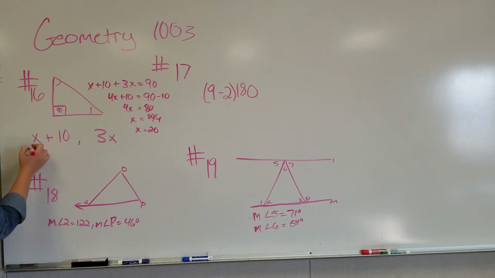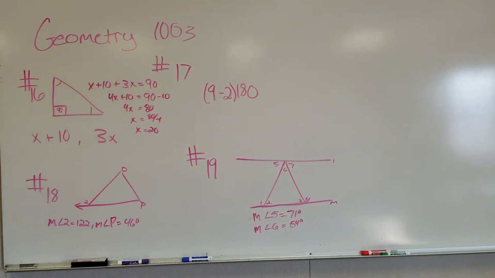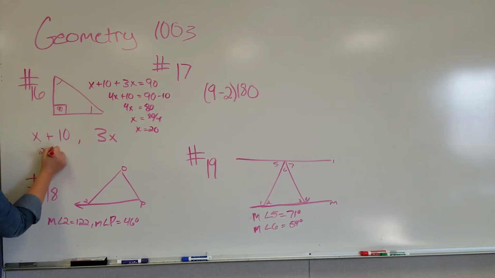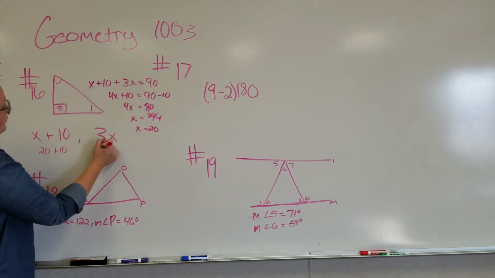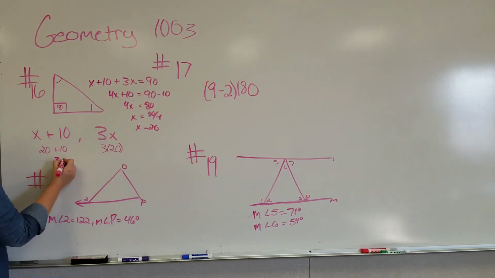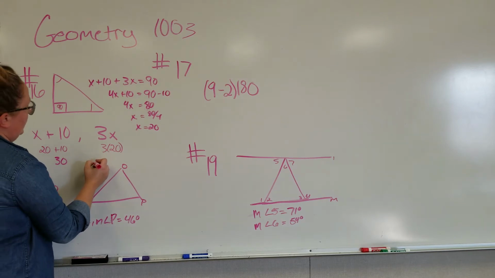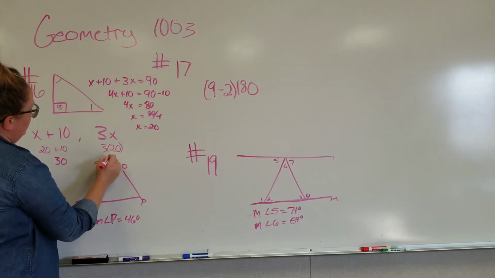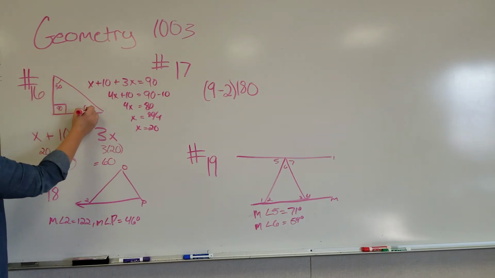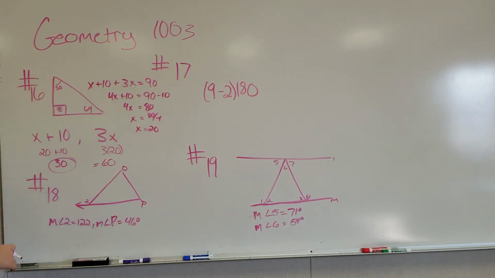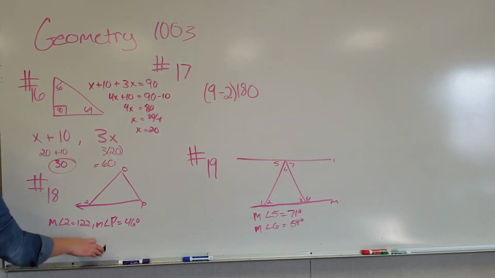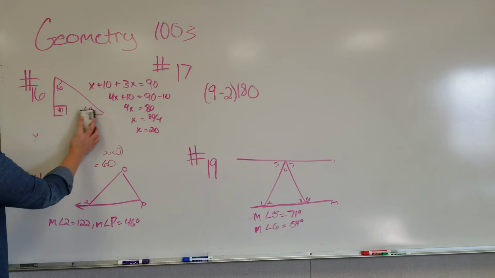So for the first, they ask, what is the measure of the smallest angle? So now we got to put x in here and find out. So 20 plus 10, or 3 times 20. Which one's smaller? 20 plus 10 is 30, and 3 times 20 is 60. So your smaller angle would be 30 degrees. 30 degrees and 60 degrees. 30 and 60 add to 90, so 90 and 90 is 180. So that is correct.